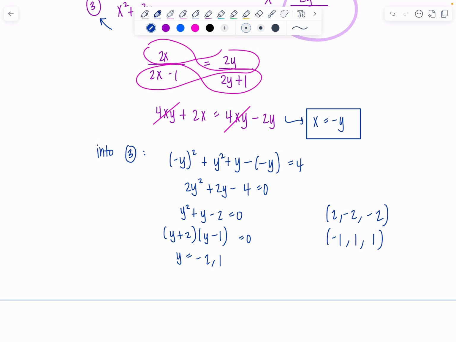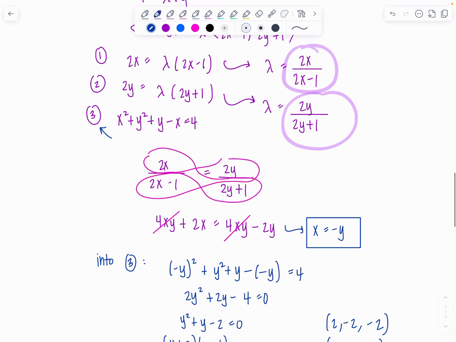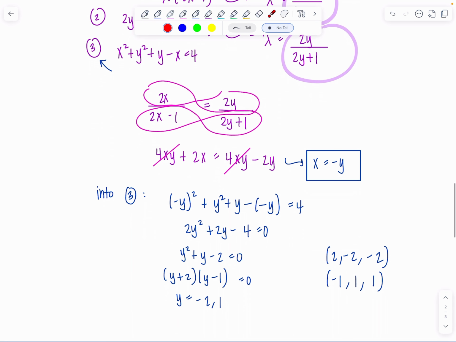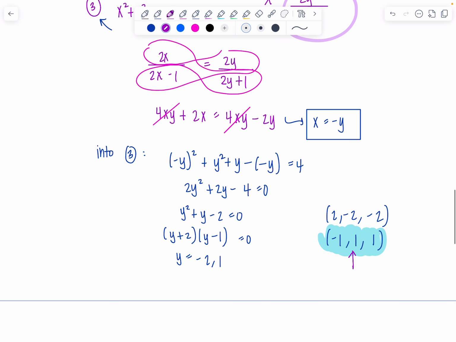So which one do I report? Well, what did the problem ask for? It asked for closest to the origin. Which one of these two is closest to the origin? Yes, negative 1, 1, 1. That's the closest one. The other point is actually furthest, subject to the constraint. But they didn't ask for that. So just tell them negative 1, 1, 1.